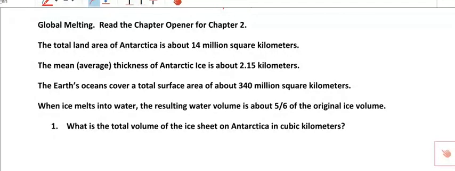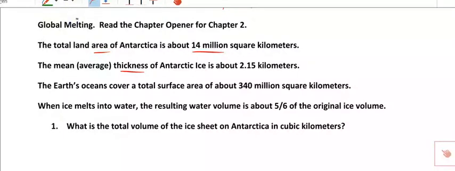So let's determine what information we need to answer the first question. The first question is, what is the total volume of the ice sheet on Antarctica? And we want that answer in cubic kilometers. So we need to think of volume, and volume is 3 dimensions. They do give us the area. We've got the value of the land area is 14 million square kilometers. So I have a value of area. I also have a value of thickness. So if I multiply the area times the thickness, that would give me my third dimension, which is what I would need to calculate volume.